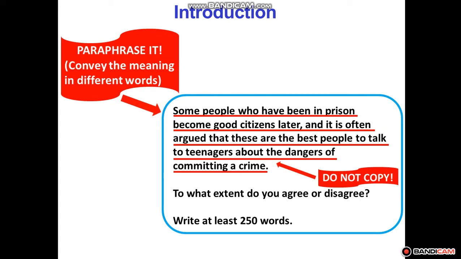Paraphrasing means conveying the meaning in different words. Now, when I say convey the meaning in different words, it does not mean that you are supposed to paraphrase each and every word given in the question card. What it means is to convey the meaning of these words in different words, changing some typical keywords and phrases which are necessary to be changed. We will see later.